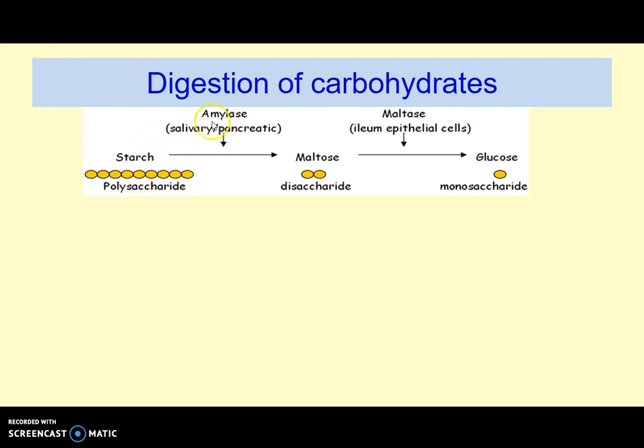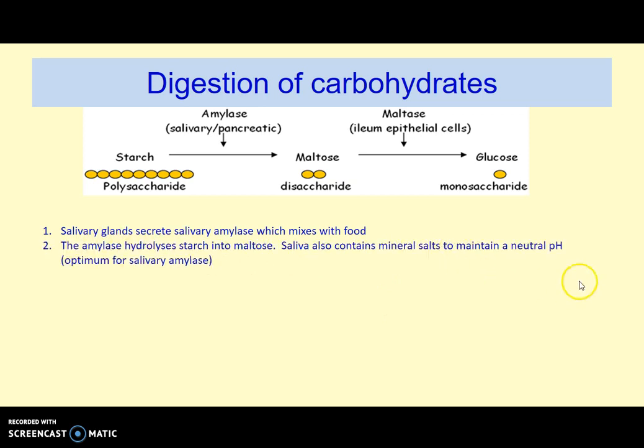But here we have salivary amylase and pancreatic amylase that will hydrolyze starch into maltose, the disaccharide that, as you know, is made up of two alpha glucose molecules. We then have another enzyme called maltase that is made in the ileum and the epithelial cells, and that will then hydrolyze that disaccharide into glucose. So let's go over that. Salivary glands secrete salivary amylase. That amylase hydrolyzes starch to maltose.